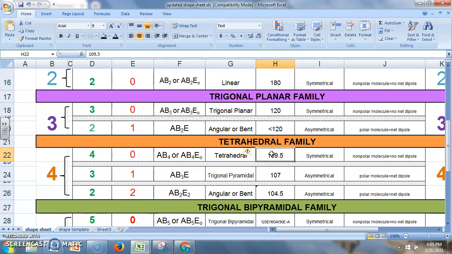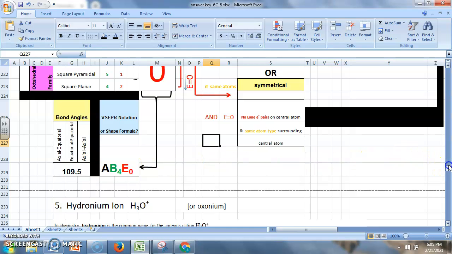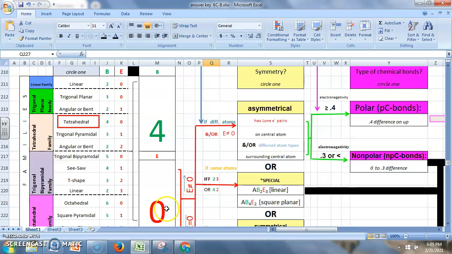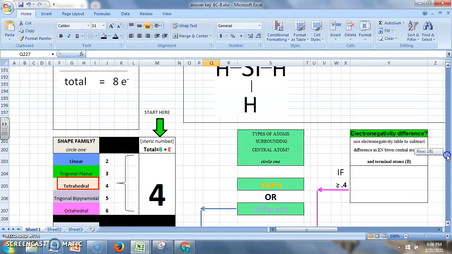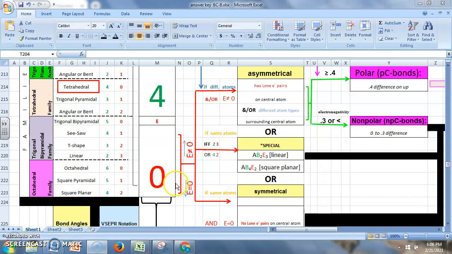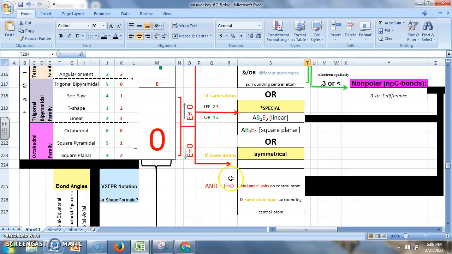There really aren't any axial or equatorial here because they are spread out evenly in the space surrounding them. So there's really not an equator or an axis to the entire atom. So we go ahead and put our 109.5 right in there. Now we have no lone pairs. So we come through here and we have all the same type of atoms surrounding the silicon. So in this thing right here, we can circle same. Our E is 0, so when we pop out of here, we're going to be dropping down towards the E equals 0. If the atoms are the same, and they are, and our lone pairs, we have none, it becomes a symmetrical shape, so we can circle that.